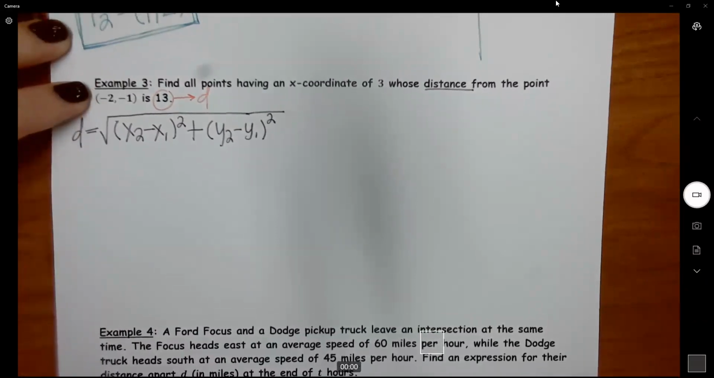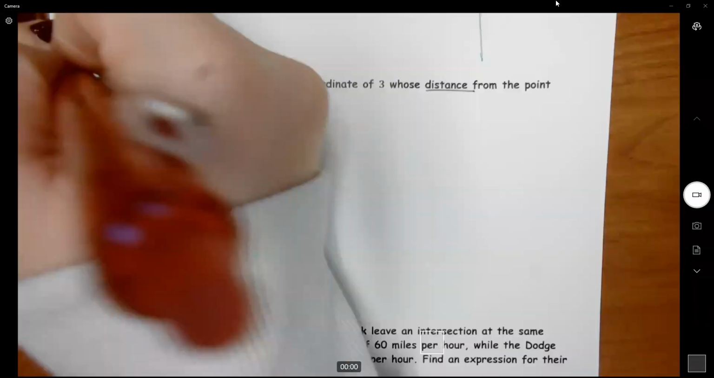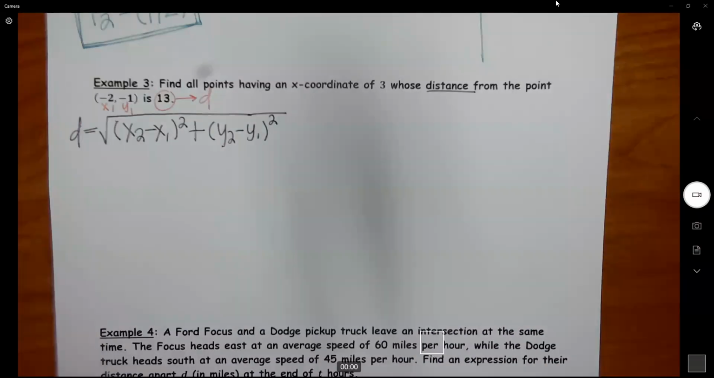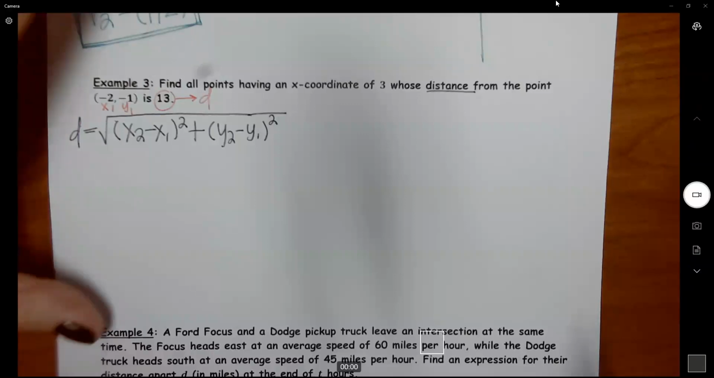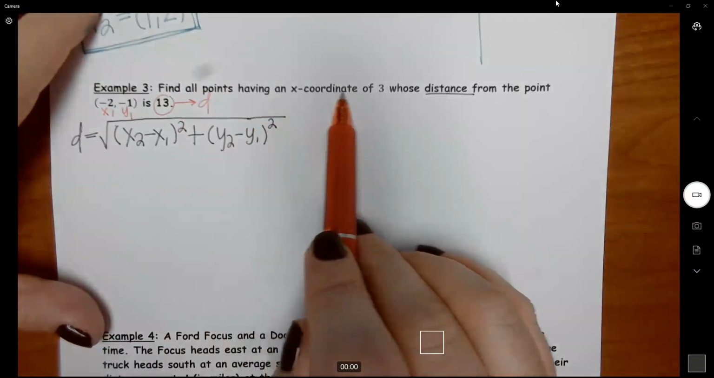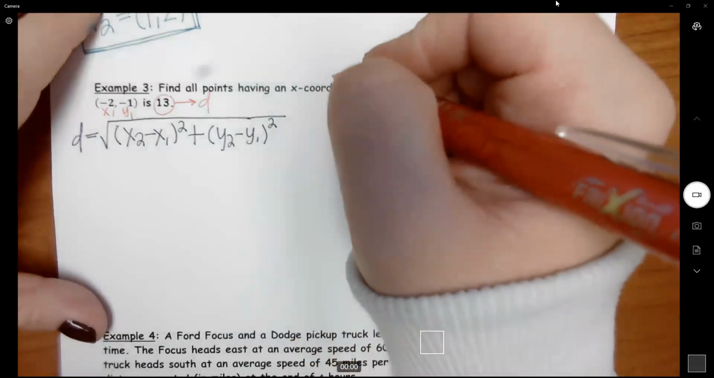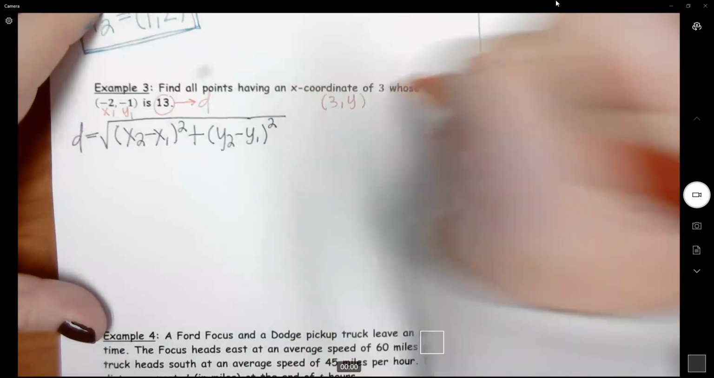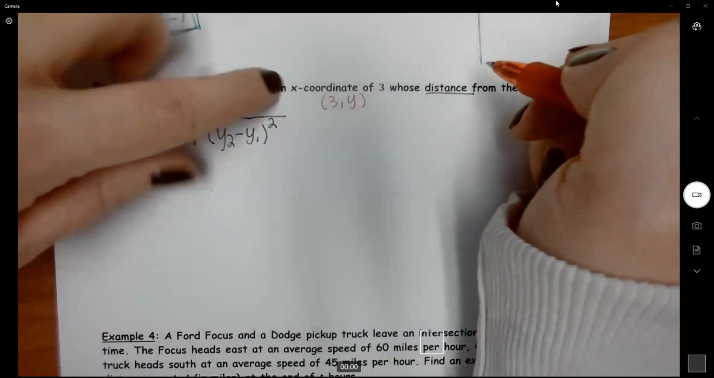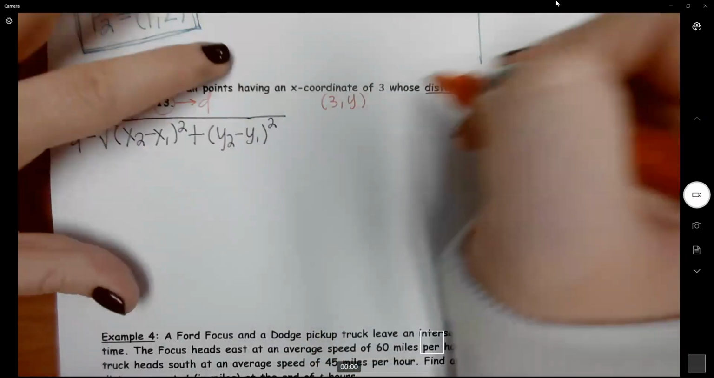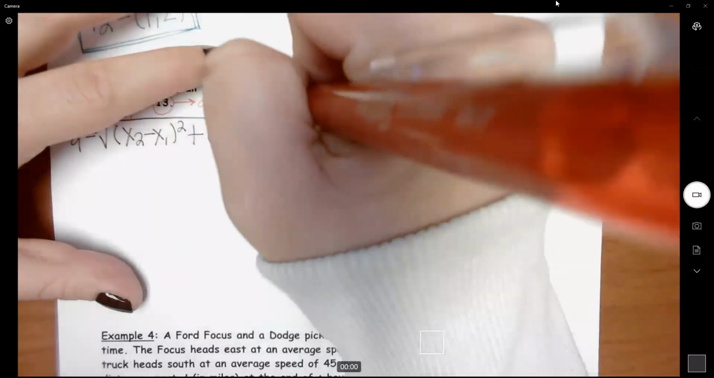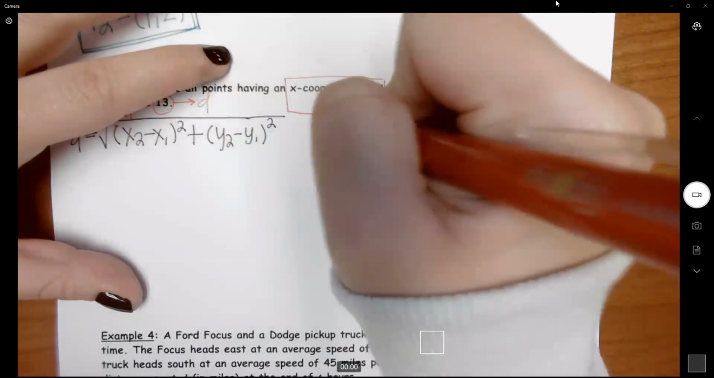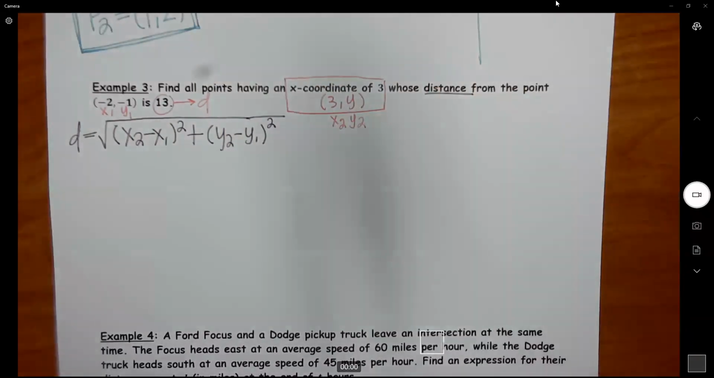Pick this point here to be P1, so this is x1, y1. And if it wants me to find all points having an x-coordinate of 3, what this means is that I have (3, y). It tells me the x-coordinate is 3, but I need to find that y-coordinate. And so this will become my x2, y2.